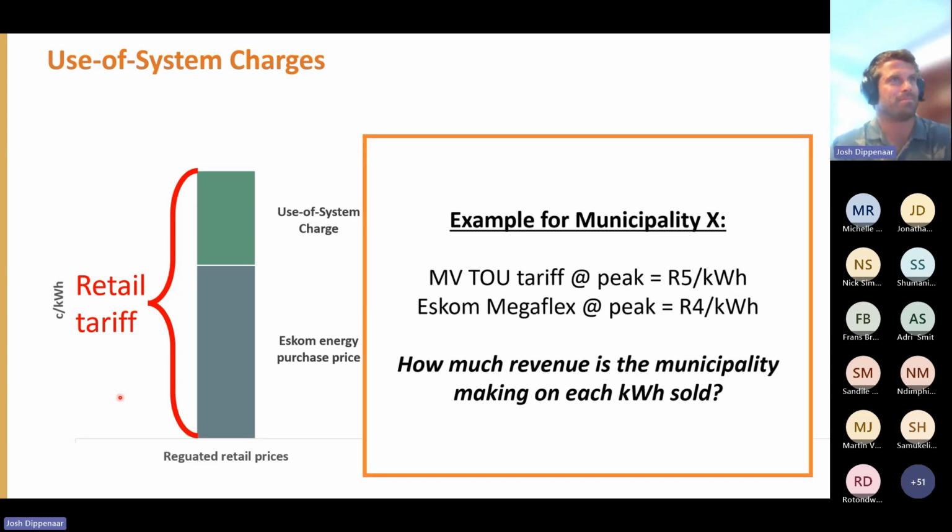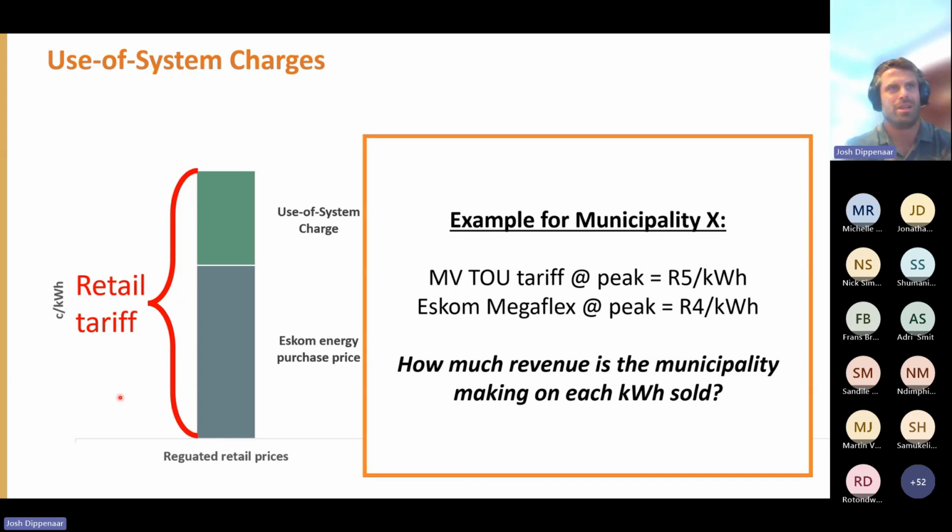So after wheeling, okay, wait, before we go into wheeling, let's do this example here. Let's go through this example, and maybe each person can do it together. There's a municipality X, and their MV time of use tariff at peak time is 5 Rand a kilowatt hour, and Eskom Megaflex at that same peak time is 4 Rand a kilowatt hour.